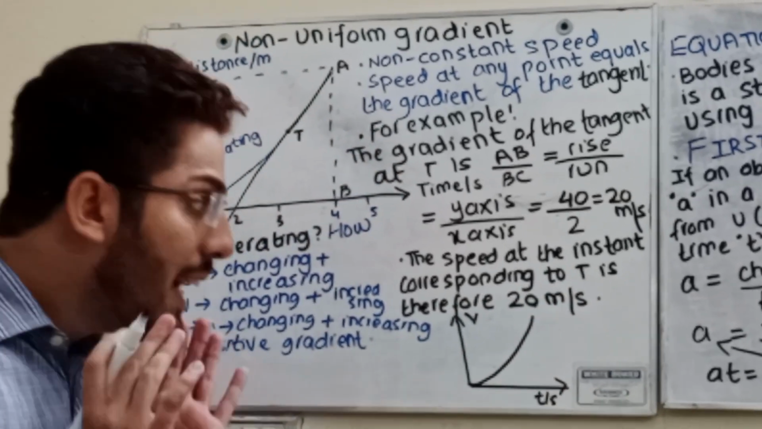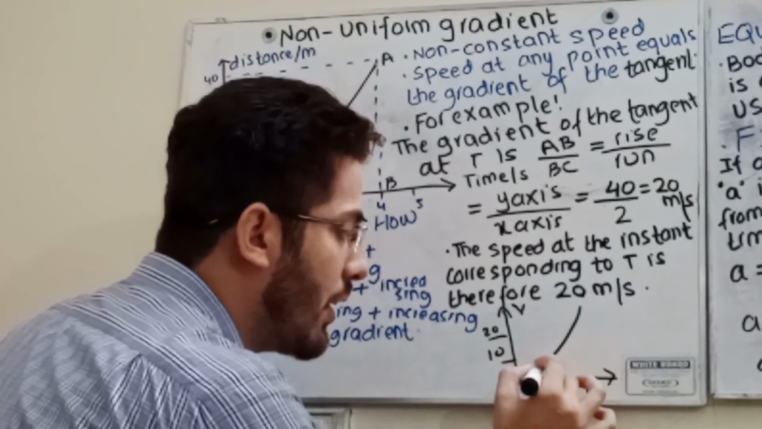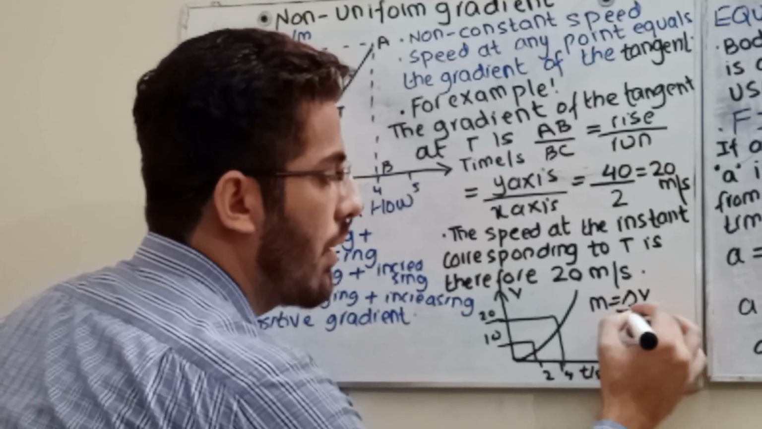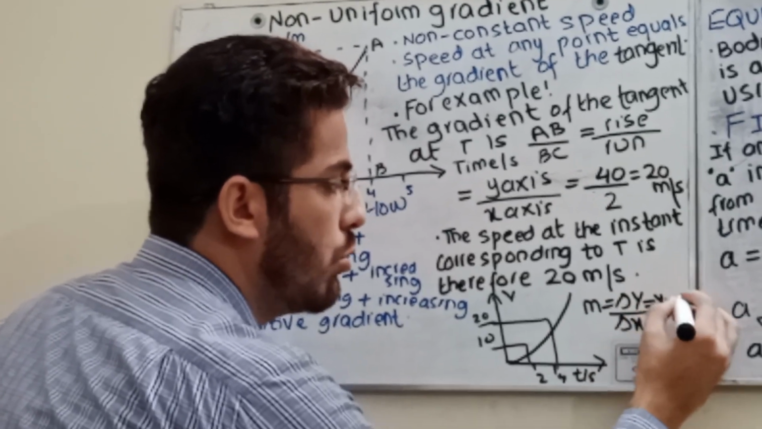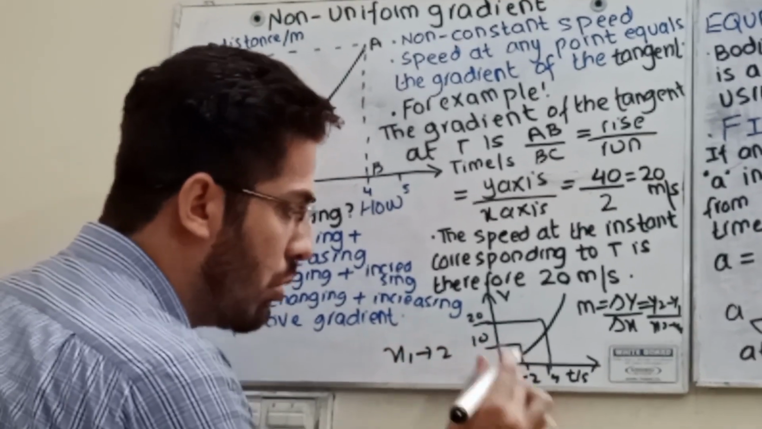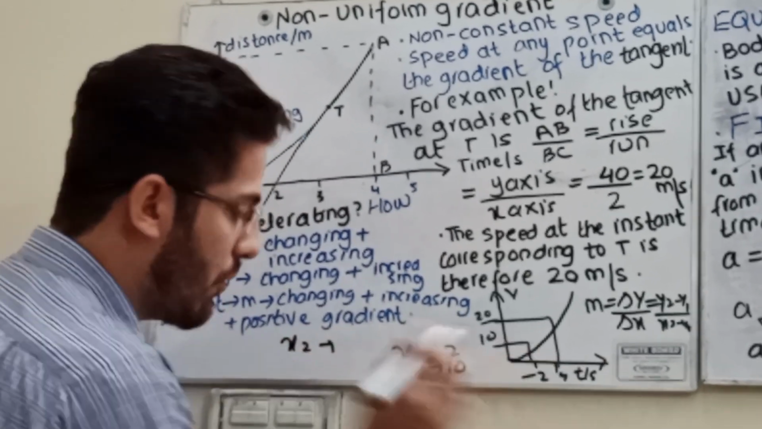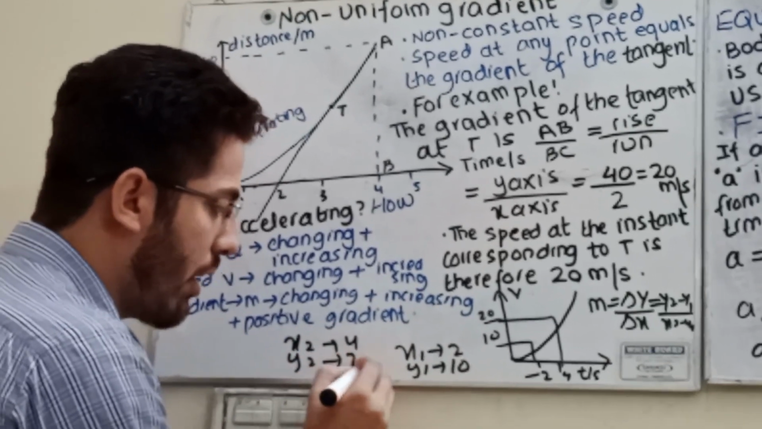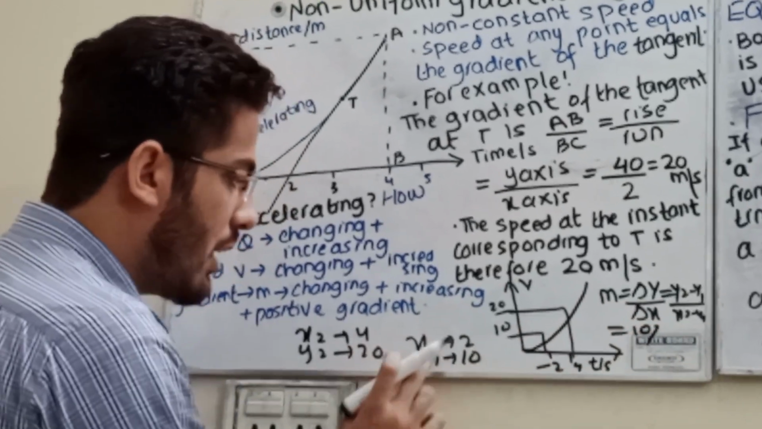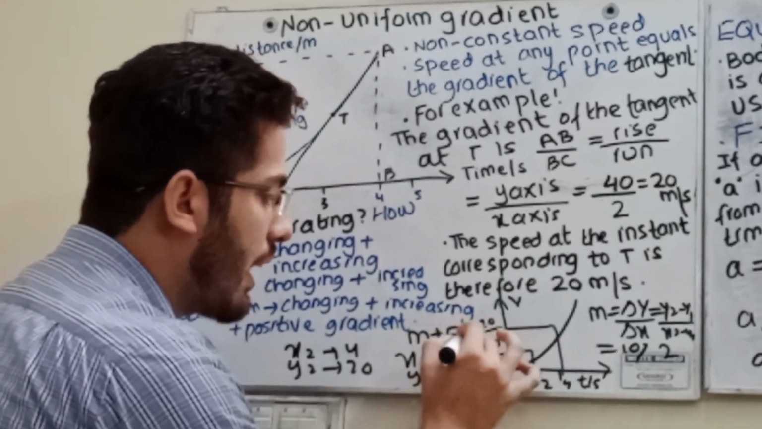As I told you, you are not going to apply the gradient formula directly, which is change in y divided by change in x, equal to y2 minus y1 divided by x2 minus x1. Sir, we can take x1 as 2 and y1 as 10, then x2 as 4 and y2 as 20. Applying the formula, 20 minus 10 gives 10, and 4 minus 2 gives 2. So I will get the answer 5 meter per second squared.